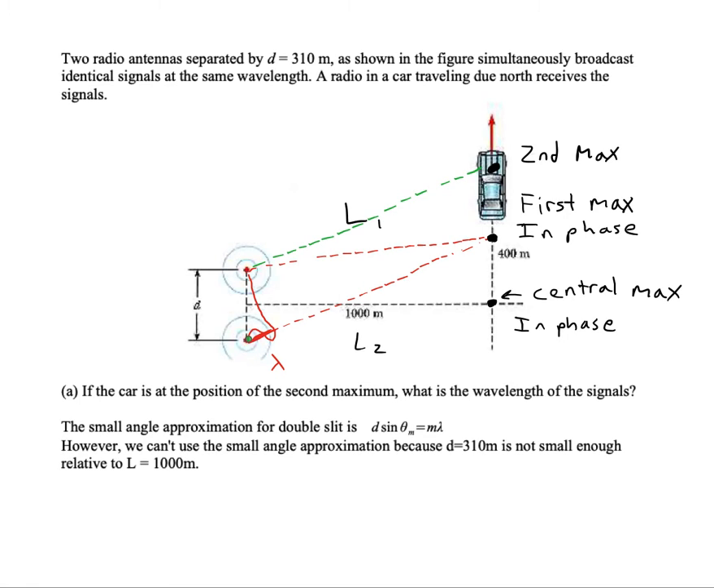And what will happen there is the path is long enough that two wavelengths will complete. So two extra wavelengths will complete in the longer path than in the shorter path. And what will happen is they'll come back in phase yet again.